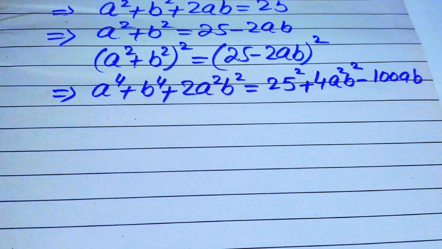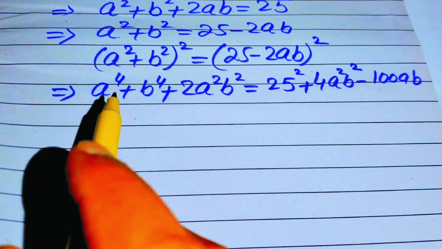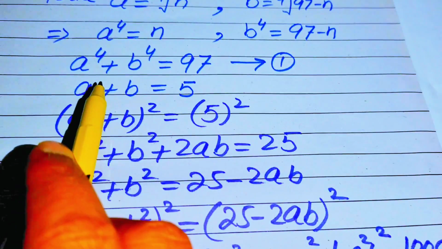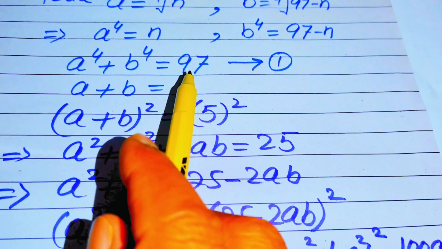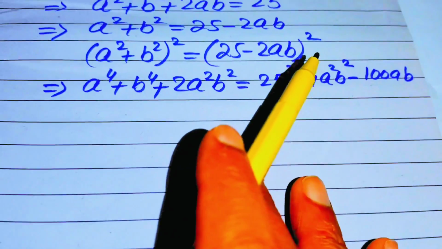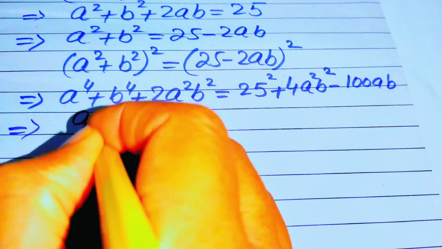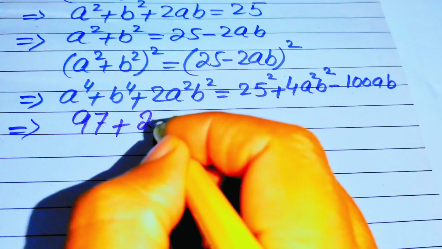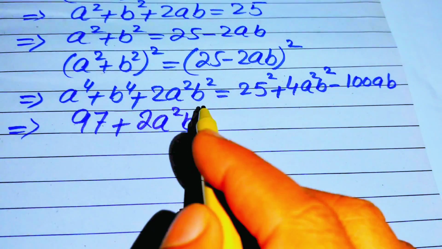So in the next step we rearrange the terms. In order to rearrange these terms, first we put the value of a to the power of 4 plus b to the power of 4. You see in equation number 1 we have a to the power of 4 plus b to the power of 4 equals 97. So we use this value here and we get 97 plus 2 times a square b square, and we move all these terms to the left hand side.